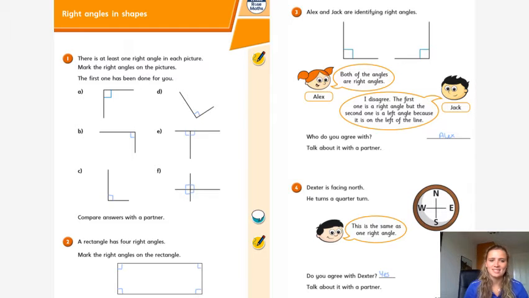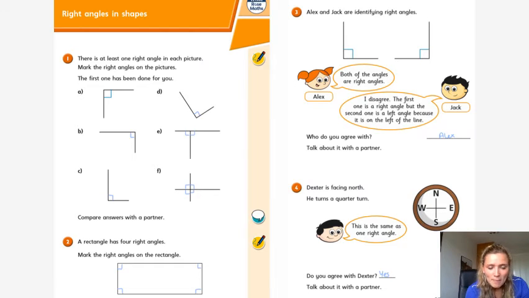So let's have a look at the answers then. So for number one, it says there is at least one right angle in each of these. Please have a look to find them and show where they are. So you should have drawn all your right angles using your squares, just your two lines to show a square, just like the examples on A, B, C, D, and all the way up to F.